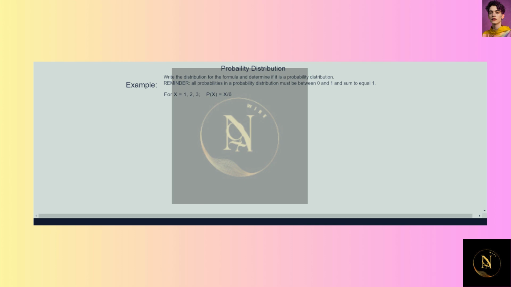Now, let's all remember that the two rules that have to be true in order for it to be determined to be a probability distribution is that all the probabilities must be between 0 and 1. We can't have negative probabilities, and we can't have probabilities greater than 1. And also all of our probabilities must equal 1 when they are all added together.